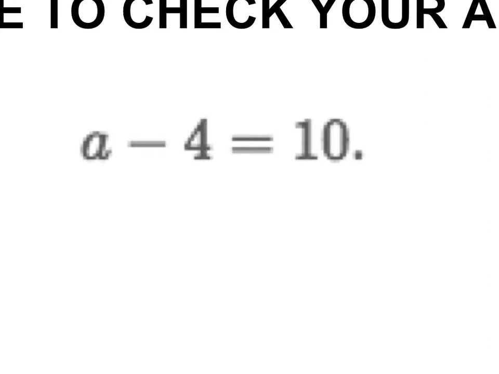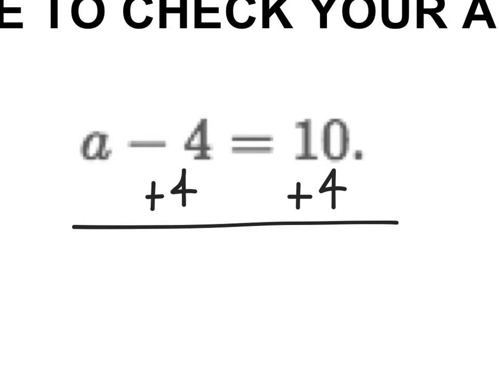If I wanted to get a by itself, I need to move this negative 4 to the other side. So the opposite of subtracting 4 means that I add 4. And if I do it to one side, I have to do it to the other. Okay? And so then here's what happens. What's negative 4 plus 4? That's going to give me 0. So this we can just cross out. And then you write a below that, keep your equal sign underneath that, and then you get 10 plus 4, which is going to give you 14.